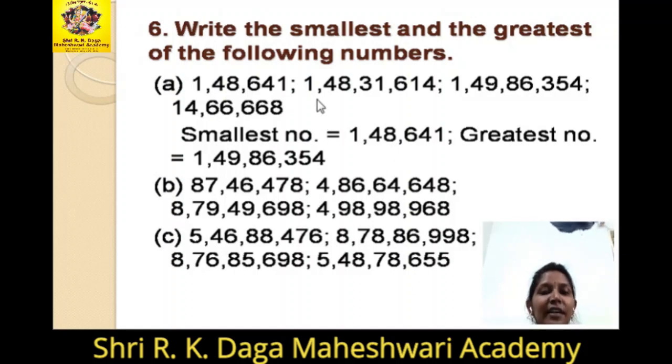and the greatest number. How can we find the greatest number? We can see these two numbers are in crores. So we will see among this. You can see it is 1 crore 48 lakh, but this is 1 crore 49 lakh. So the greatest number among these numbers is 1 crore 49 lakh 86,354. You can solve the other two questions in homework.